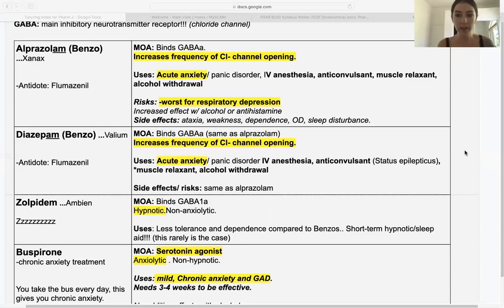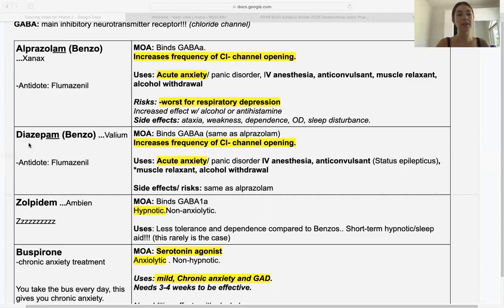It has the worst side effects for respiratory depression. That means if the patient's taking it with alcohol, which is not recommended, they could have issues breathing. Side effects are ataxia, weakness, dependence, overdose, sleep disturbances.